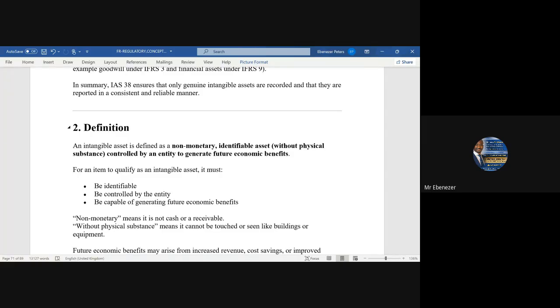You cannot see them. You cannot touch them. But their availability in a business is undeniable. Like buildings or equipment or your generator, motor vehicle, you can see them, you can touch them. Those ones are referred to as tangible assets. But the intangible assets, you cannot see them, you cannot touch them, but you cannot deny that they exist. You can only feel them. And that is why they are called intangible assets.